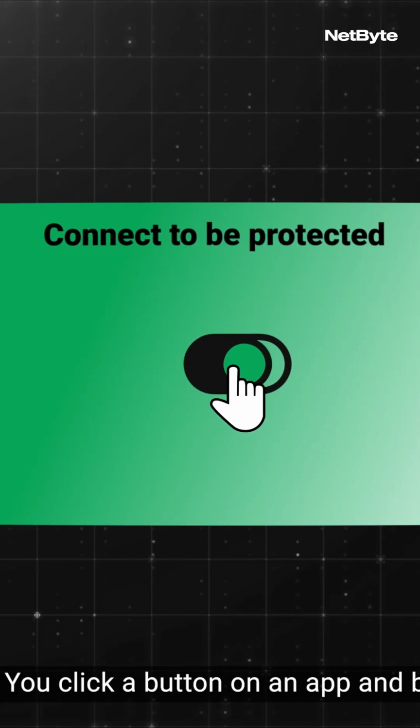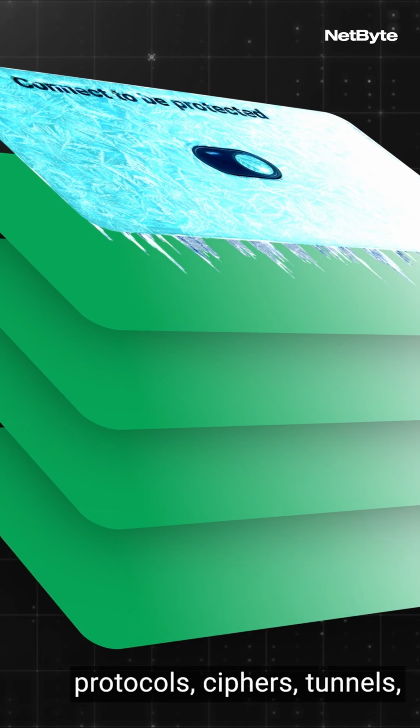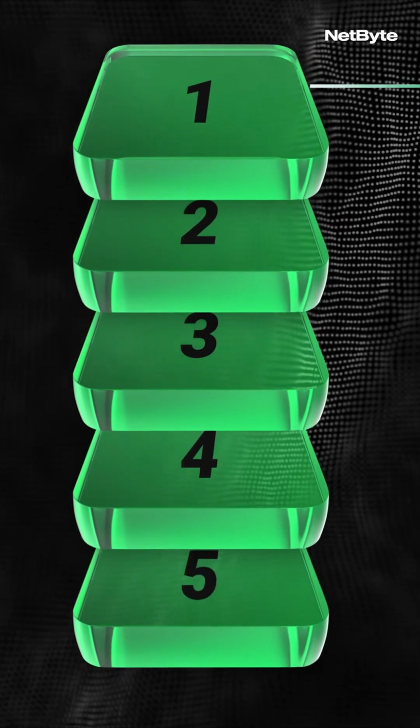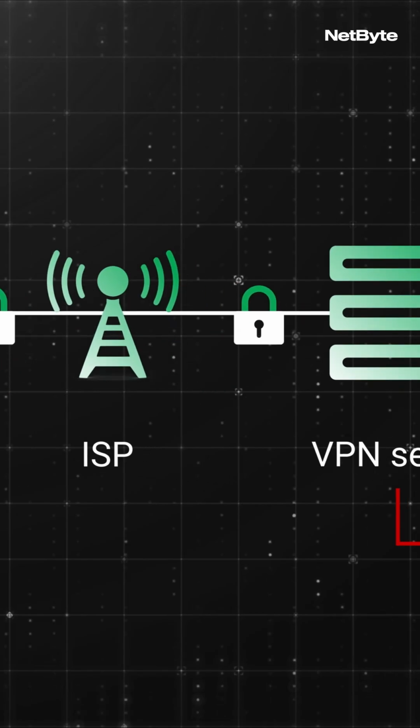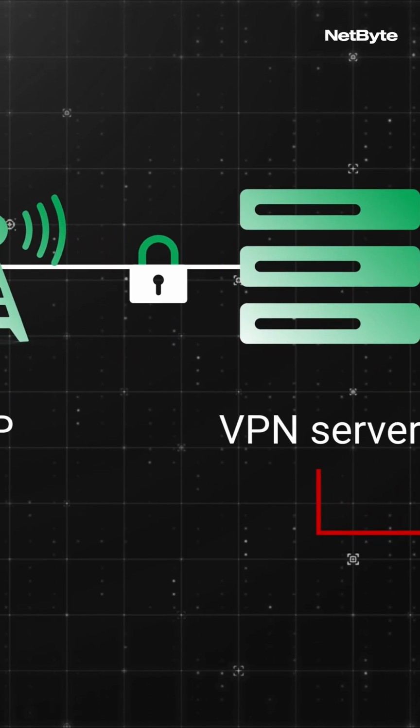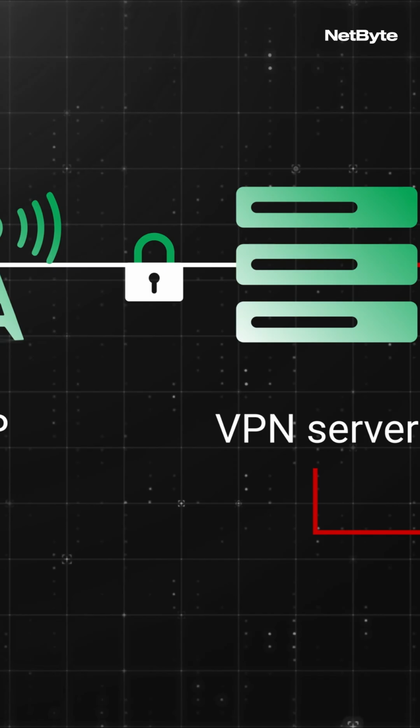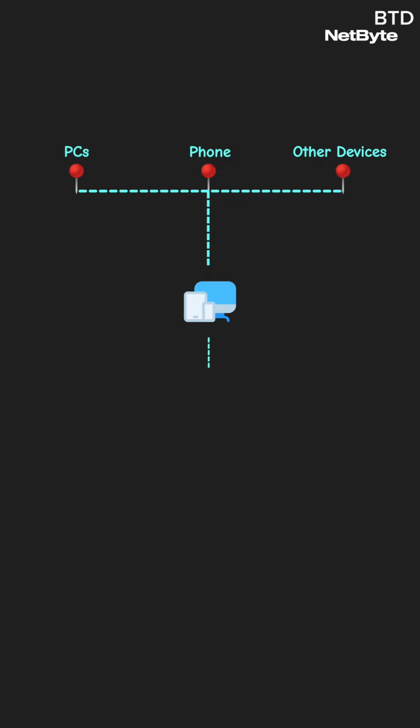But a VPN gives you full encryption, IP masking, protection from hackers, safety on public Wi-Fi, and true privacy. Let's see how a VPN works.